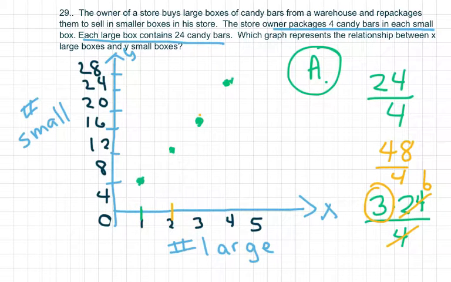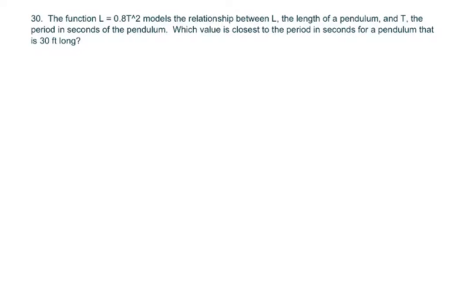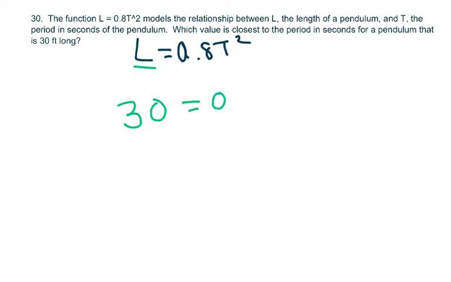Okay, the last one is 30. And this is L equals 0.8 t squared. So the length is L. This is just solving. So this is 30 equals 0.8 t squared, and you divide both sides by 0.8.